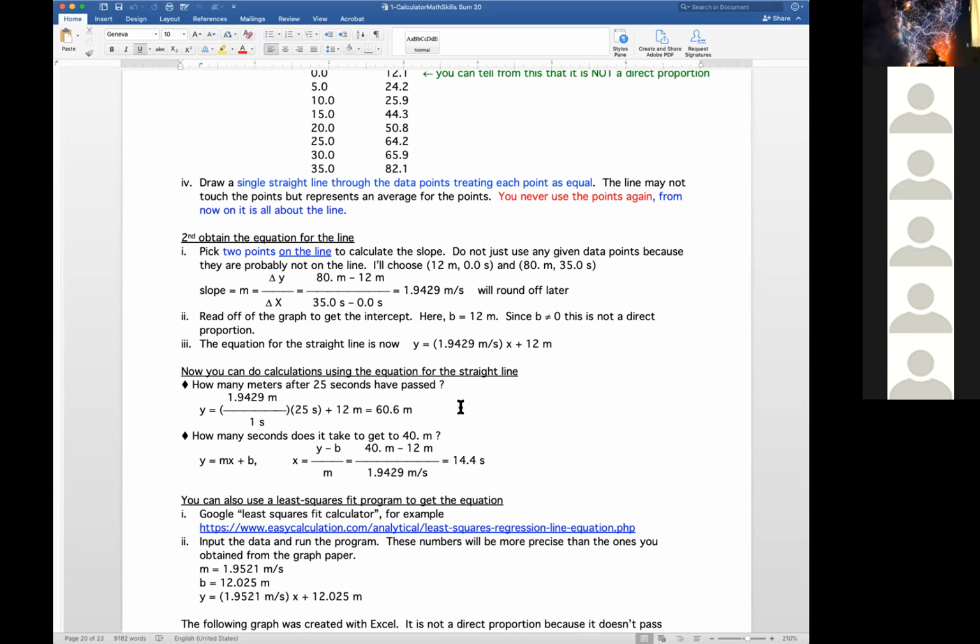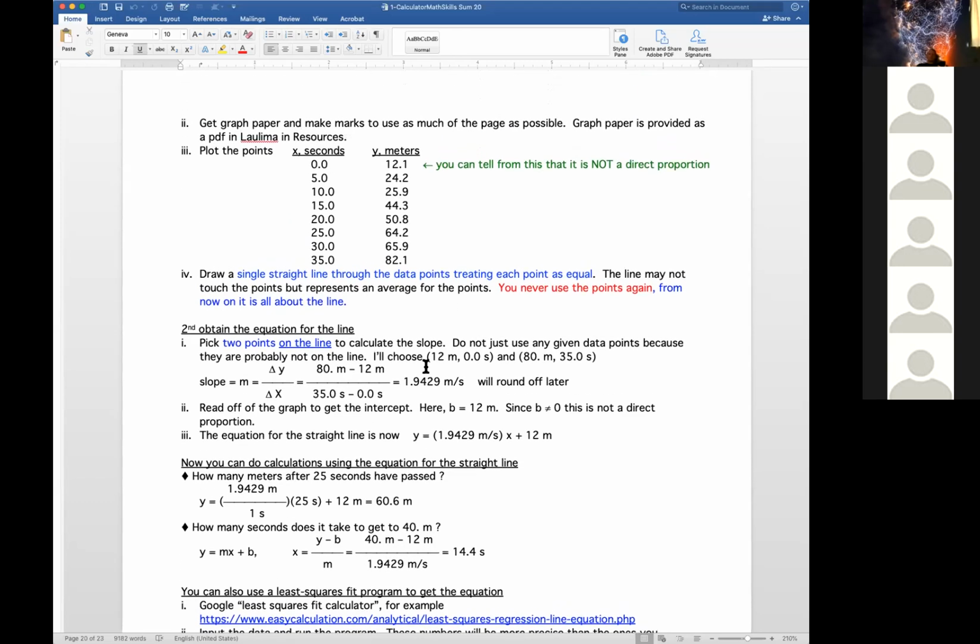And Professor, in this example in particular, even though X is 0, it's still not a direct proportion. So both X and Y have to be 0 in order for B to be considered an origin. Is that correct? That's exactly right. Yep. Okay.